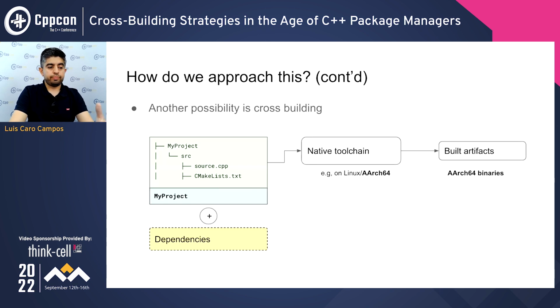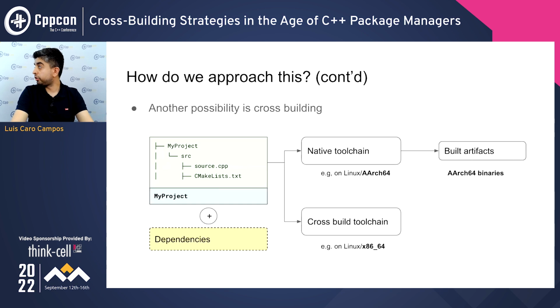As I just mentioned, we have a choice of building this on the device itself, or we can also cross-build it from a different machine. What we're going to need on that machine, and the example here would be Linux on x64, is a cross-build toolchain, and the ability to build the exact same project. And if everything works correctly, we get exactly the same output. So we will get the same binaries as well.